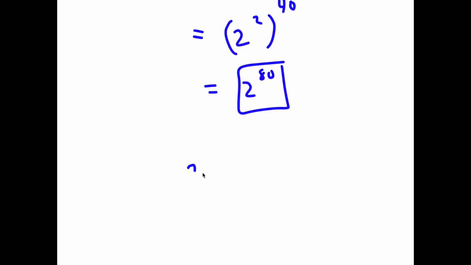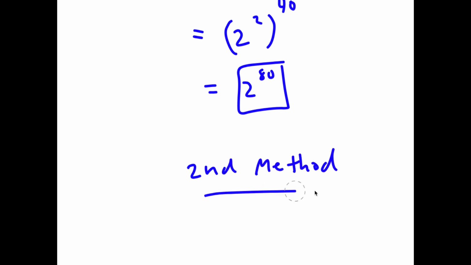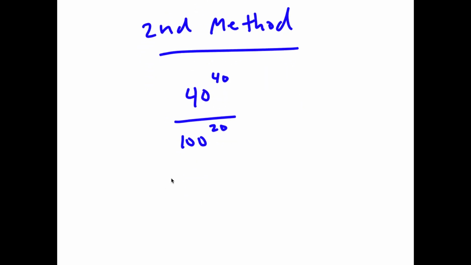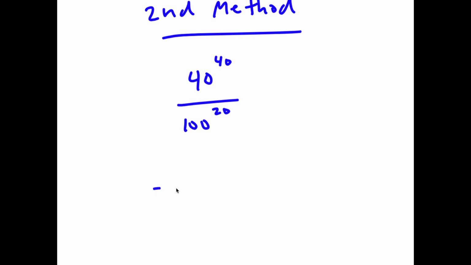Now I actually have a second method of solving this problem. So again, I first start with 40 to the power of 40 over 100 to the power of 20. Now this time, I'm going to rewrite 40 to the power of 40 as 40 to the power of 20 plus 20. Now I have this over 100 to the power of 20.